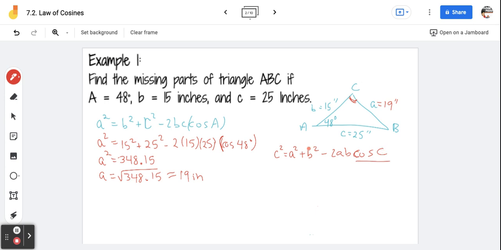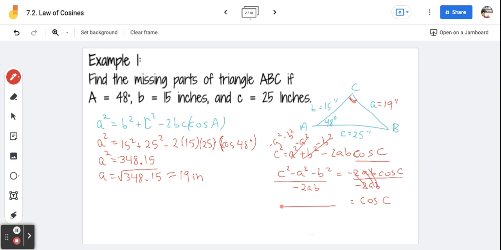So let me just isolate cosine C. I'm going to subtract the A squared and the B squared over to the other side. So I'll have C squared minus A squared minus B squared equals negative 2AB cosine of angle C. So these are subtracted out, now they're over here, and then I've got this. Okay, let's divide both sides by negative 2AB. All right, and that all divides out, so basically the cosine of angle C is C squared minus A squared minus B squared divided by negative 2AB.